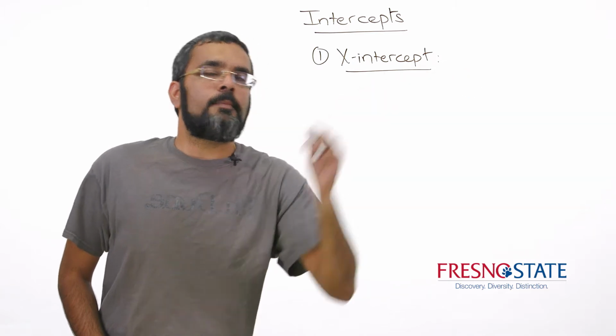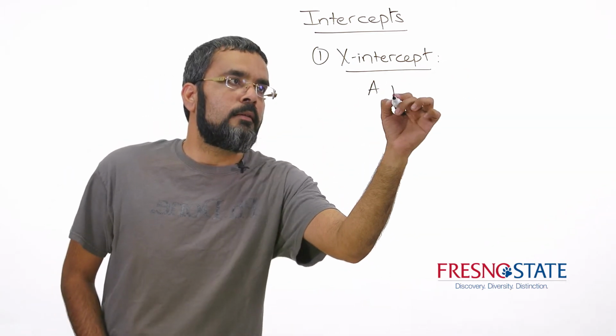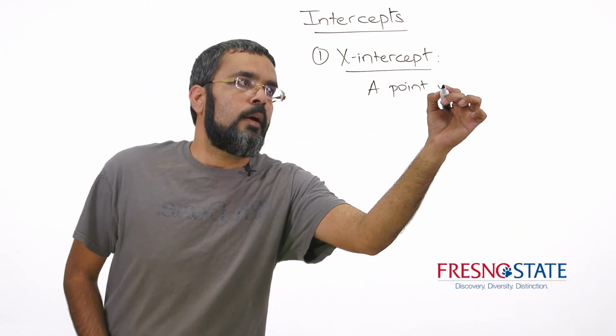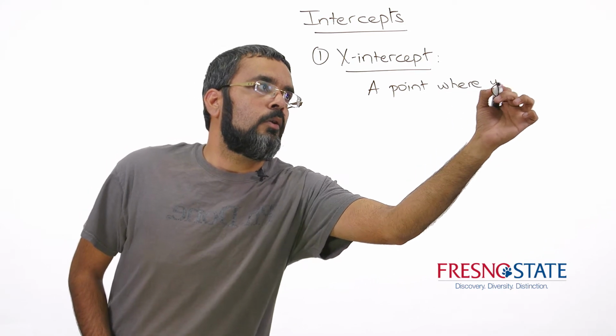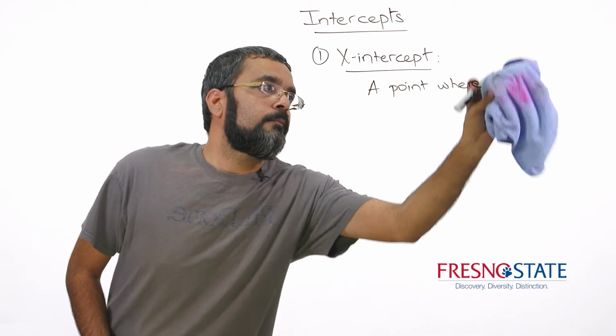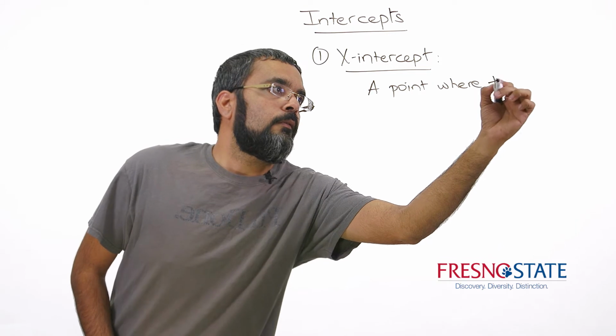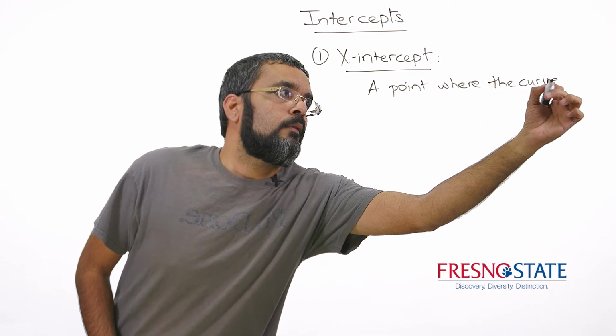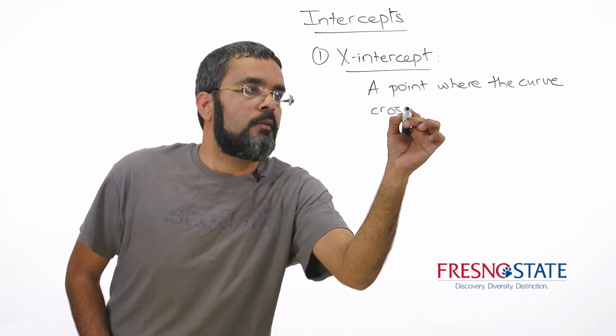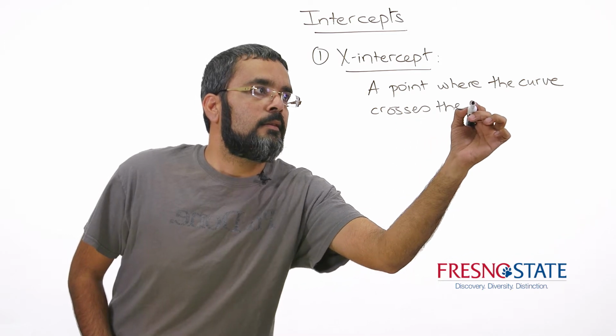Well, what is an x-intercept? An x-intercept is a point where your curve, or where the curve, crosses the x-axis.